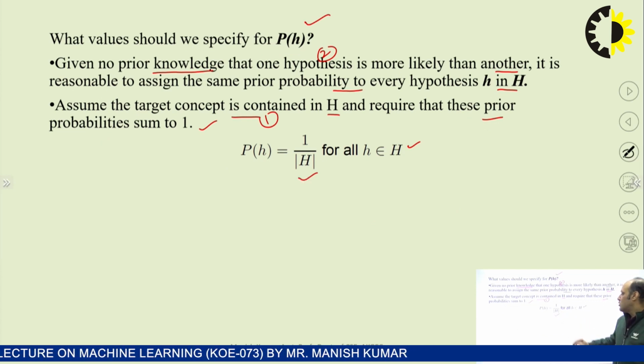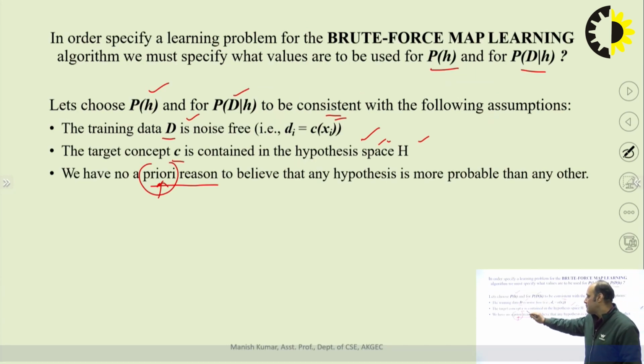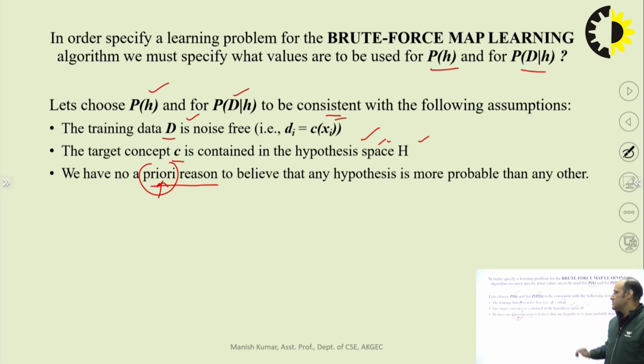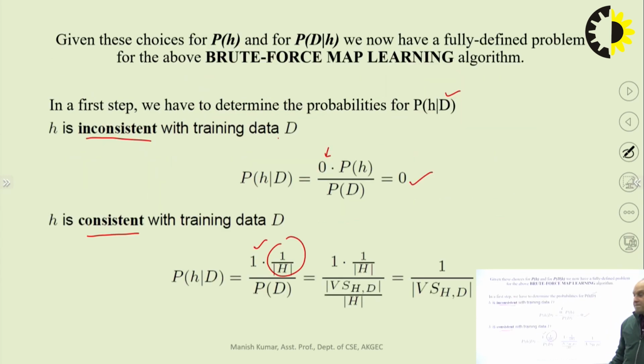This P(h) is equal to 1 upon |H| that we have considered, on the basis of our assumptions that the training data is noise free and, number two, the target concept C is contained in hypothesis space H. We have come up with this probability of h as 1 upon |H|. So we have put it here, and solving this with the version space VS, we will get this value. So this is the brute force MAP learning algorithm.